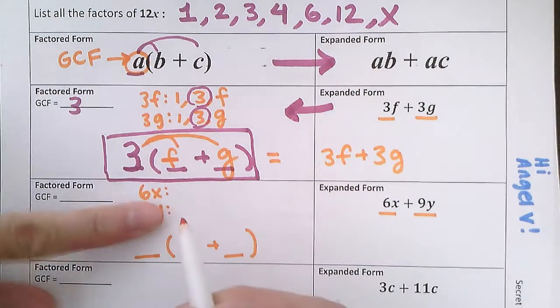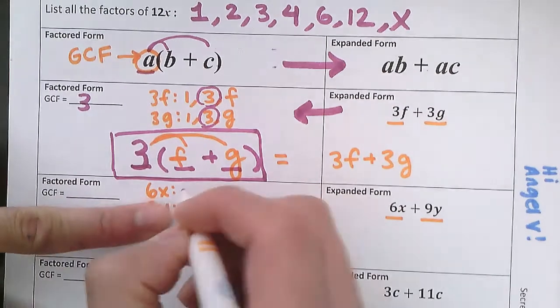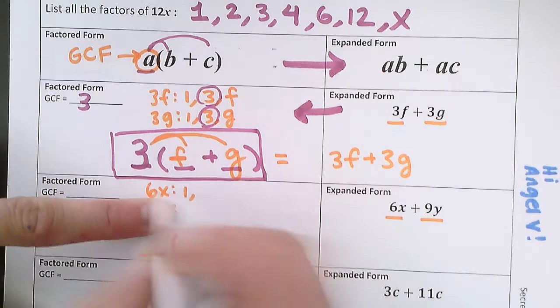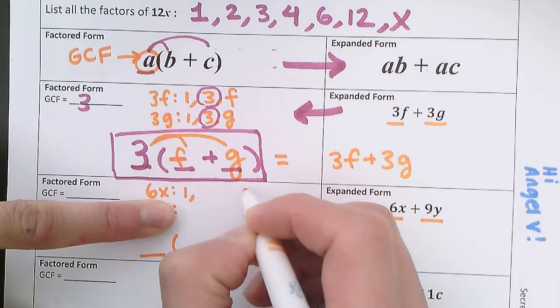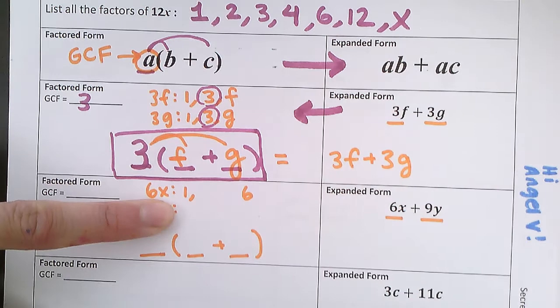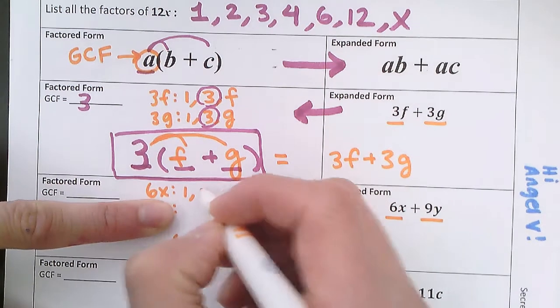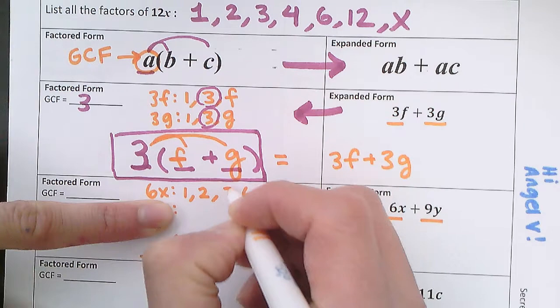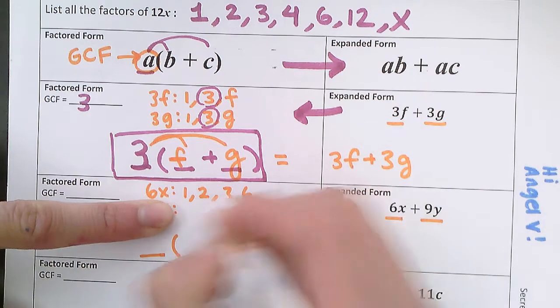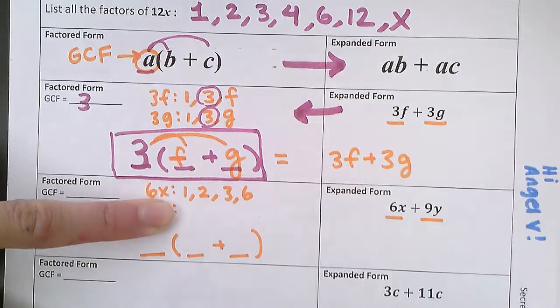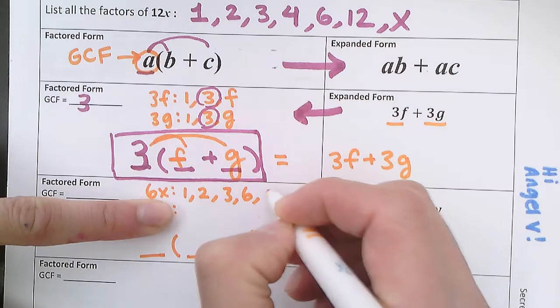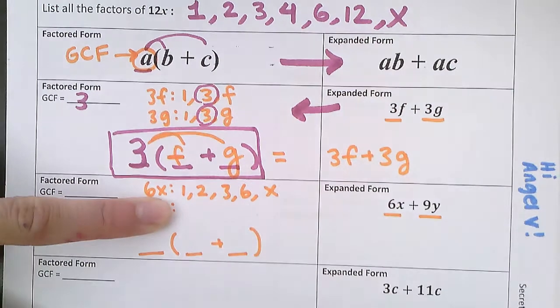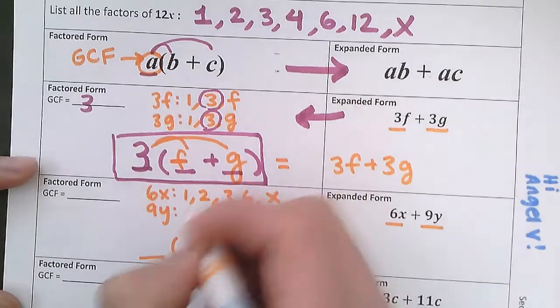The factors of 6x, let's do that first. 1 is always a factor, and 1 times 6 gets us to 6x. So we have to put 6 on the outside here. 6 is an even number, so I can divide it by 2. And 2 times what gets you to 6? 3. So 1, 2, 3, 6 are all the numbers that are factors of 6x, and the variable itself is also a factor.